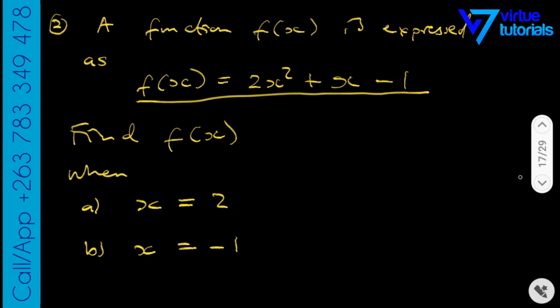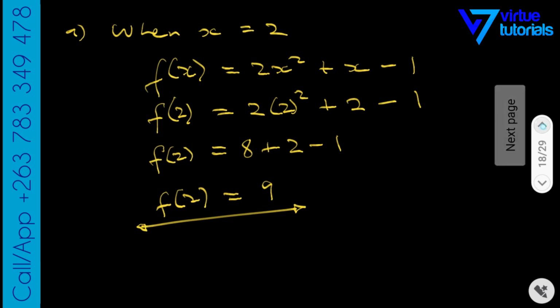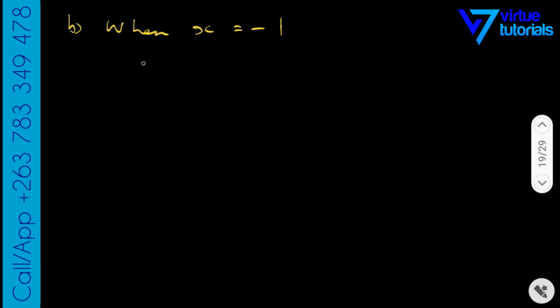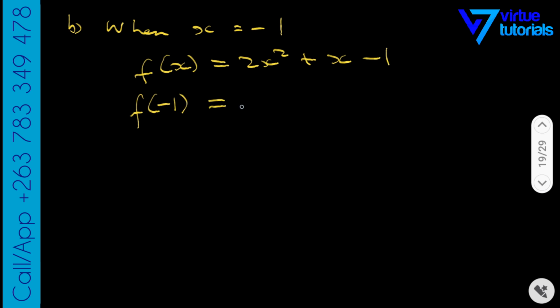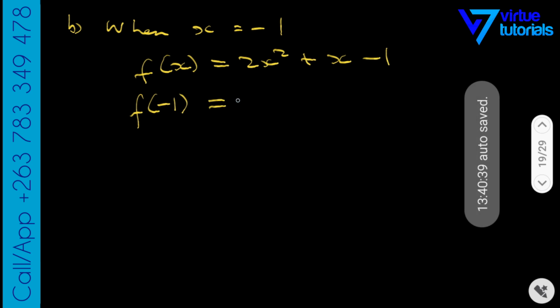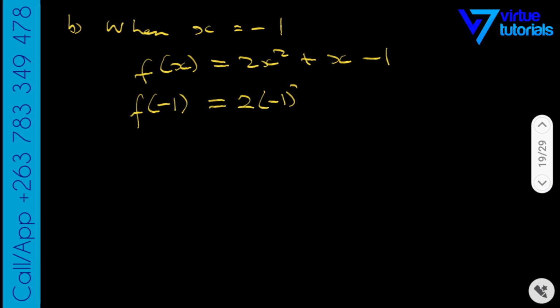And then the next question was, find f of x when x is minus 1, right? So when x is minus 1, we write our function first. f of x is equal to 2x squared plus x minus 1. So now when x is minus 1, wherever there was x, you remove an x and put a minus 1. So that f of minus 1 will be 2 times minus 1 squared plus a minus 1 minus 1.